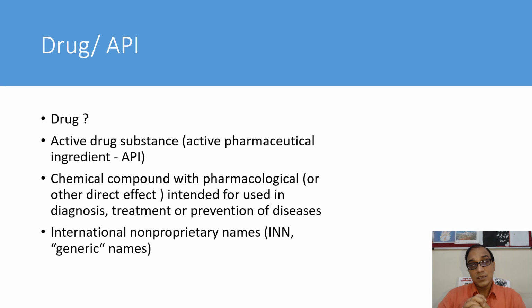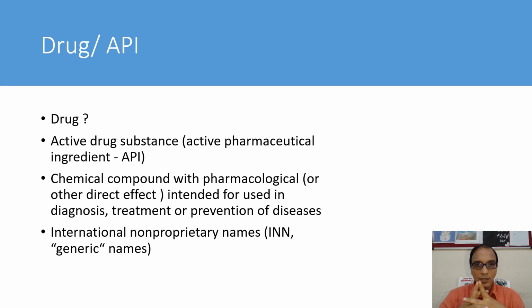Now first see what is drug or API. API means active pharmaceutical ingredient. Definitions are available in the various regulations, federal regulations of the national and international scenario. But in general, these are the chemical compounds with pharmacological or other direct effect intended for use in diagnosis, treatment or prevention of diseases. Okay. They are also called generic names or international non-proprietary names, INN.